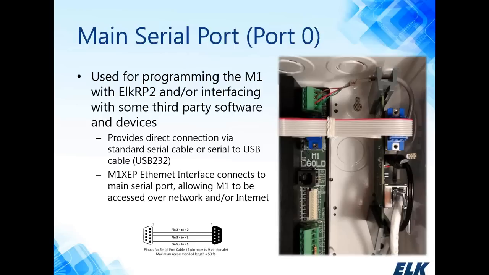Now the main serial port on the board is located in the upper right-hand corner. It's an RS-232 port. It's used for programming the system with the RP2 software, which you would do with a direct serial connection or a USB to serial connection from your computer. It also allows the M1 to interface with some third-party software devices like Crestron, Control4, and so forth.